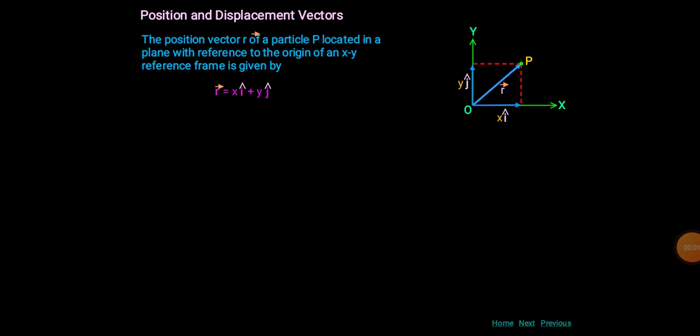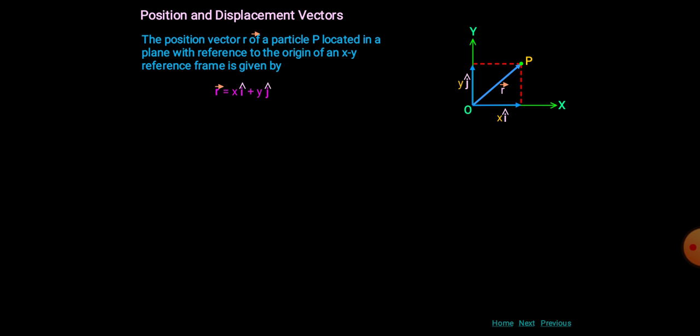Hello students, we are going to study the velocity and acceleration in component form. We already know about the position and displacement of vector. Try to understand the figure. Here we have taken point P and we have just joined OP. So the OP is the position vector and it is denoted by R.